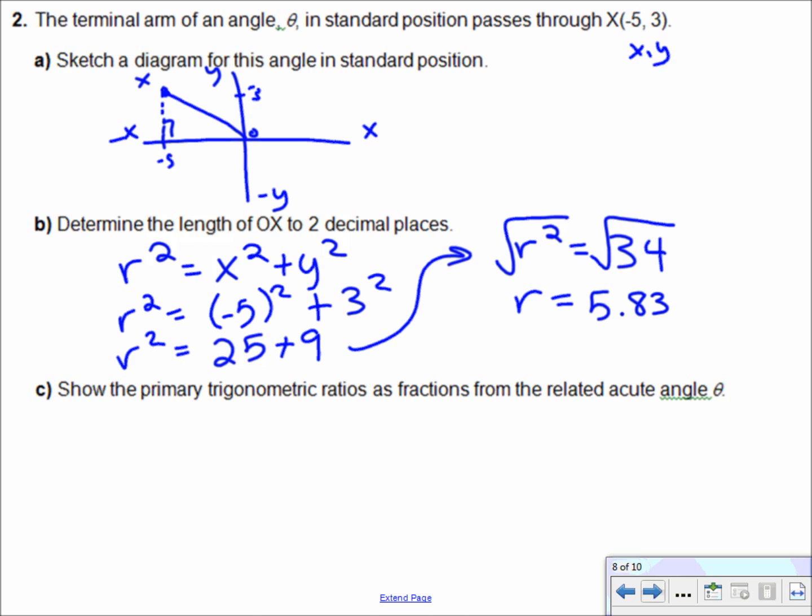Okay, now all it's asking me to do is set up my trig ratios. I have x, I have y, I have r. That's it.